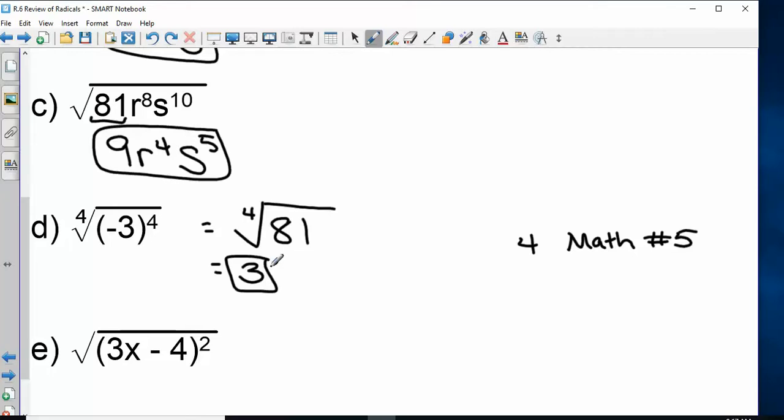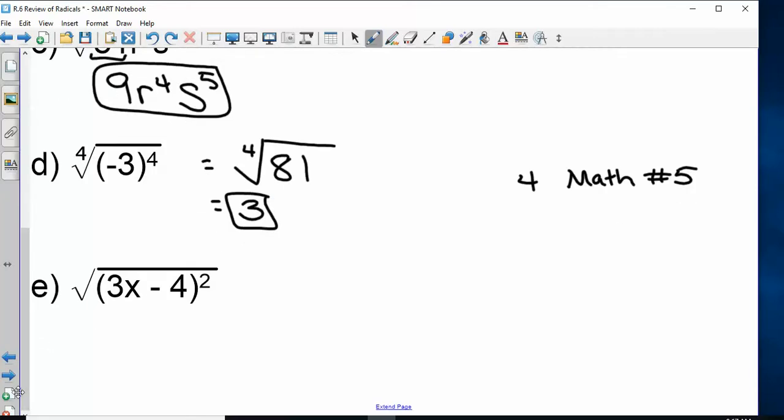E. Square root of 3x minus 4 squared. So this time I don't have to worry, I don't have like a negative here that would become positive when I square it. If you have a square root and a square, they cancel one another, so what do we get? 3x minus 4. When things are multiplied together, you can do the square roots individually. If they're added and subtracted, you cannot.